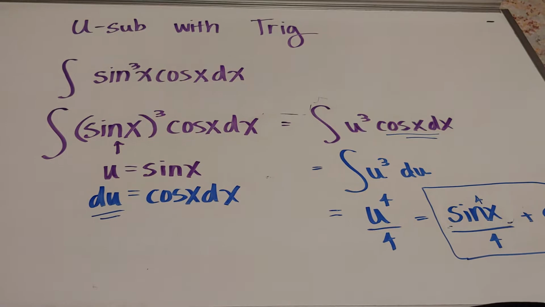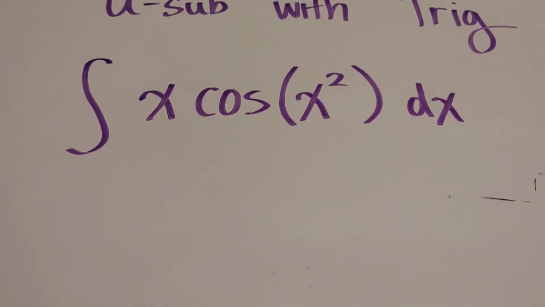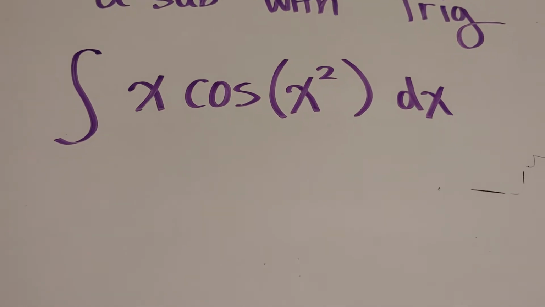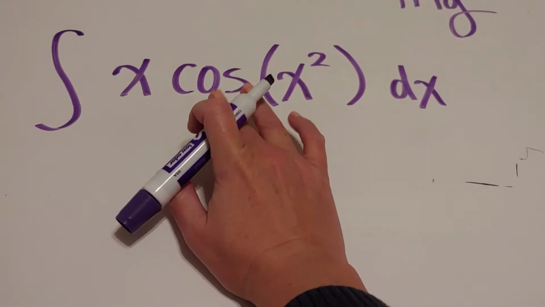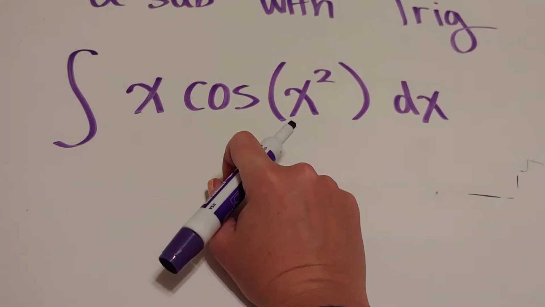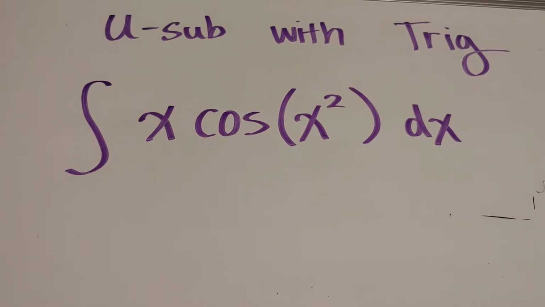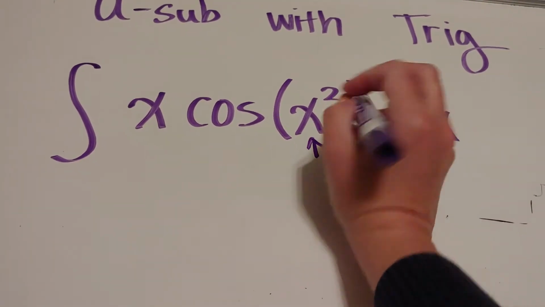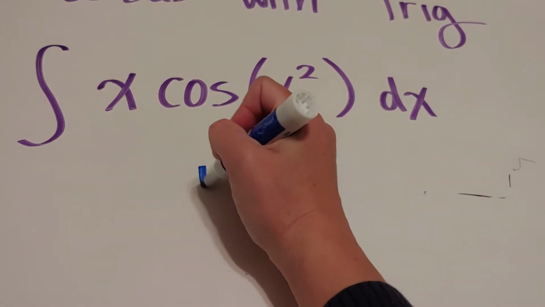We're going to do 2 more. Let's try this example: the integral of x cosine of x squared dx. So this is the angle that the cosine is attached to. Again, you want to always look for parentheses, and here I definitely have them. So I'm going to let u equal x squared.